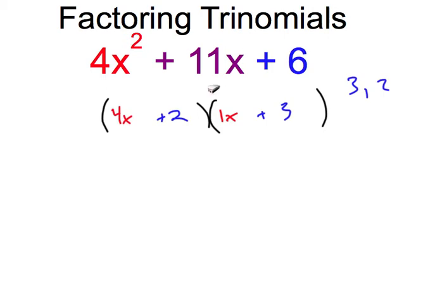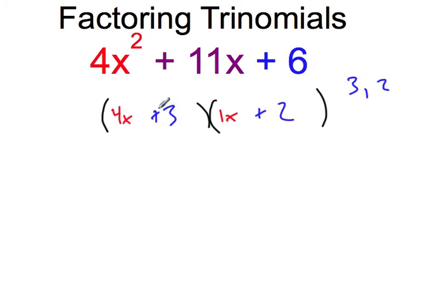Okay, what happens if we reverse them? So instead of putting the 2 first and then the 3, we put the 3 here and then the 2 second. Okay, let's try this. 4x times 2 is 8x, and then 3 times 1x is 3x. 8x and 3x, I finally have my 11x.